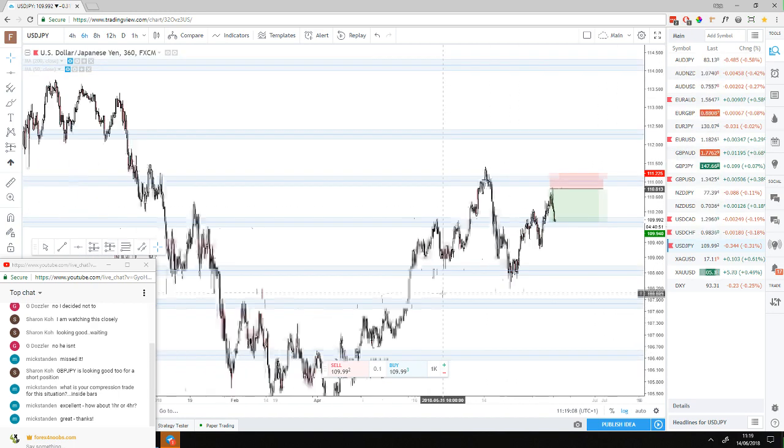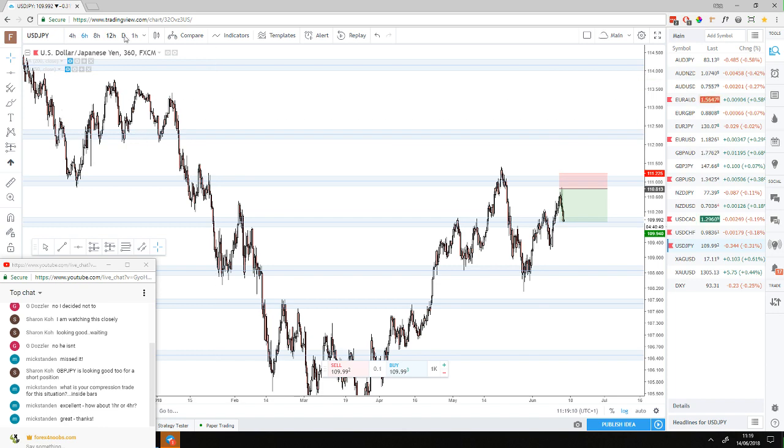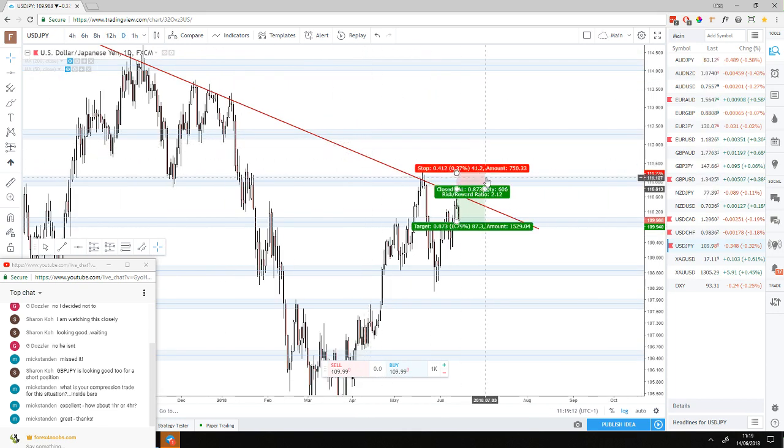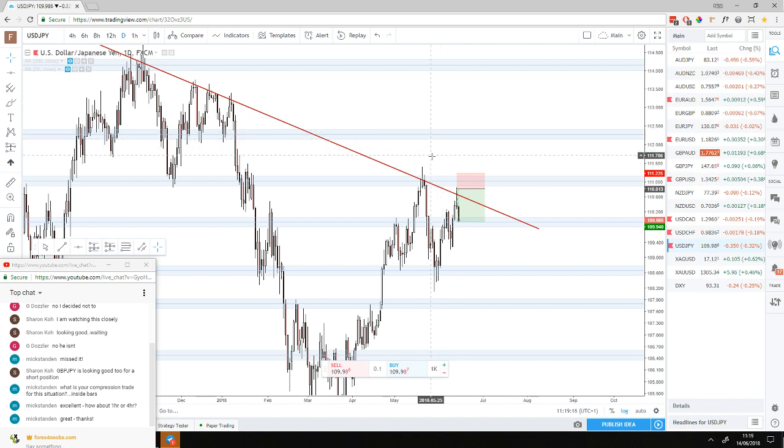Involves a bit of news, but it's also in a downtrend. So it's kind of a continuation, but I kind of got lucky, really. I got really lucky with this one because it didn't pan out like I was planning at all.